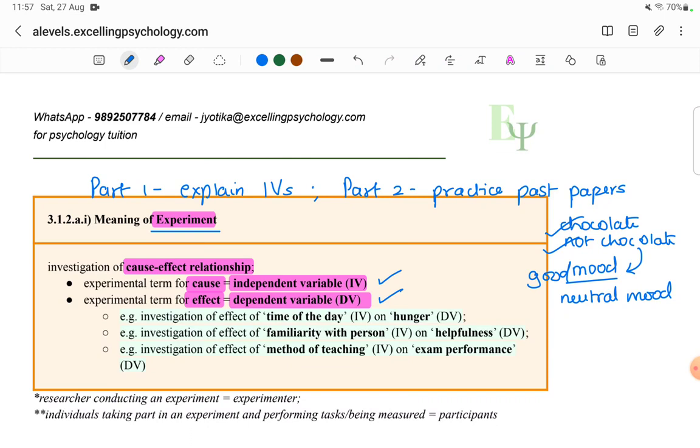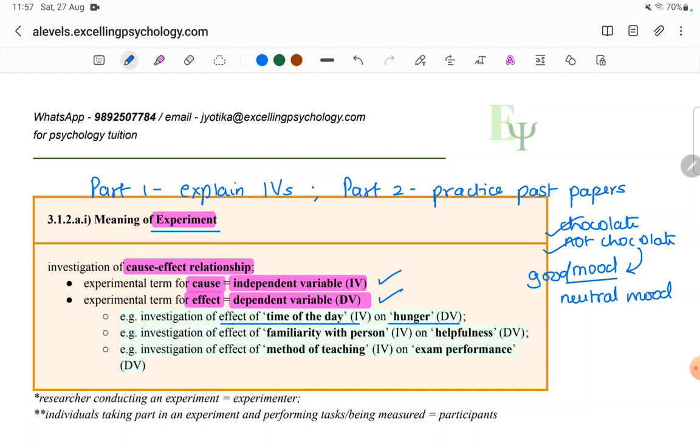Let's take some examples of experiments to be clear on what experiments are. Let's say a researcher is investigating the effect of time of the day on a person's hunger. Here what the researcher believes is that a person is hungry, say because it is morning. So because the time of the day is morning, the person is hungry. And say he believes that people are not as hungry in the afternoon. So because it is afternoon, people are not hungry.